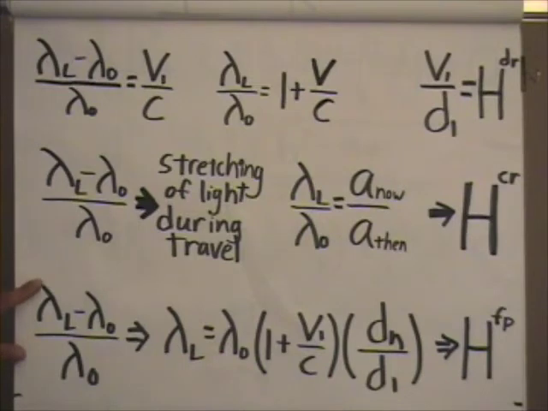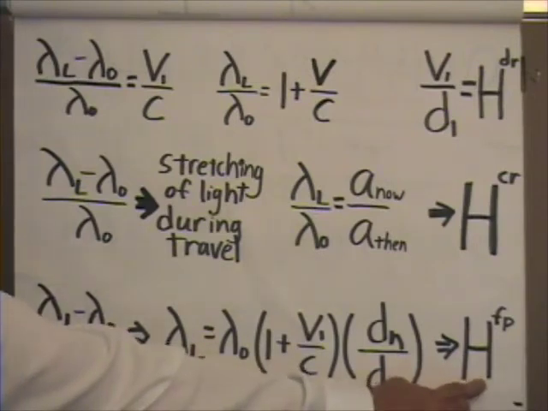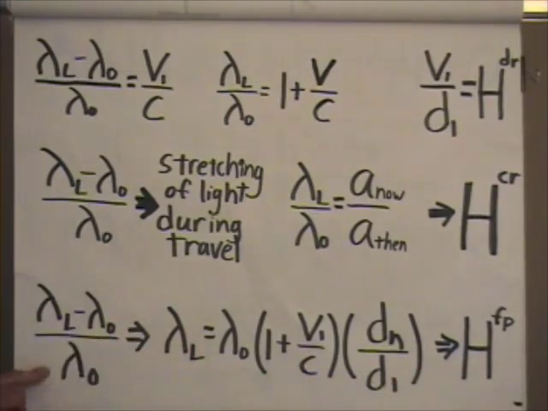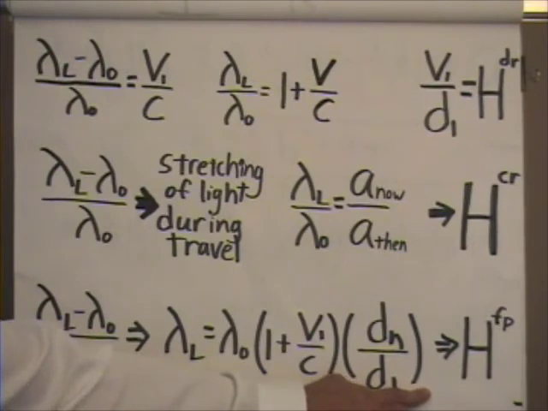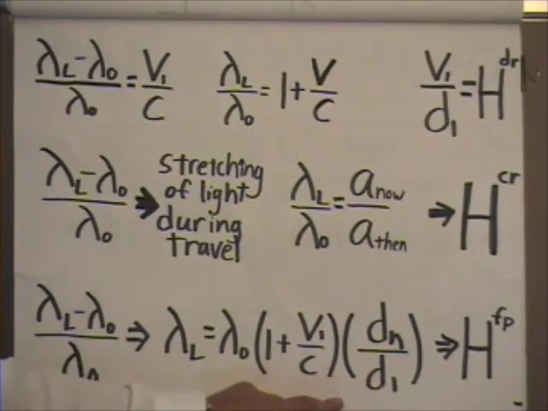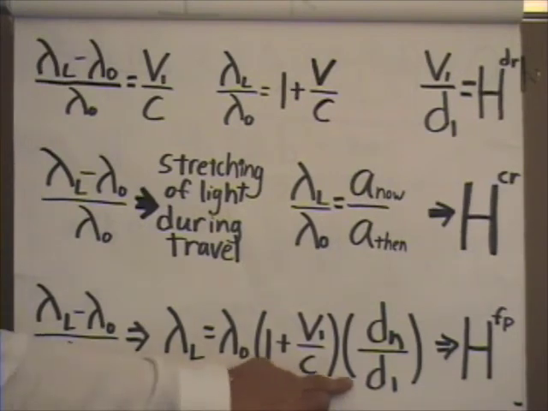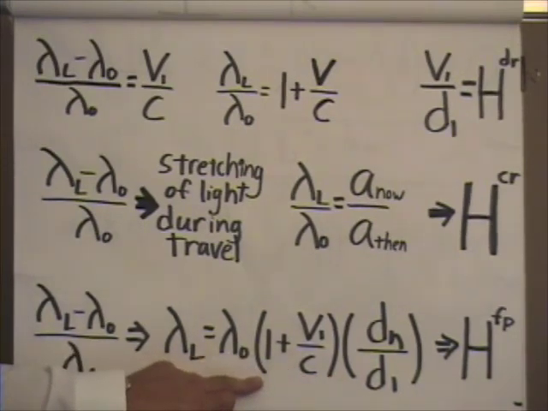And if it turns out that the first principles formula gives the best fit value for h, that would mean that there is a stretching of light during travel which caused the cosmological redshift component, and there is a recessional velocity of the galaxy causing the Doppler redshift component in the formula.